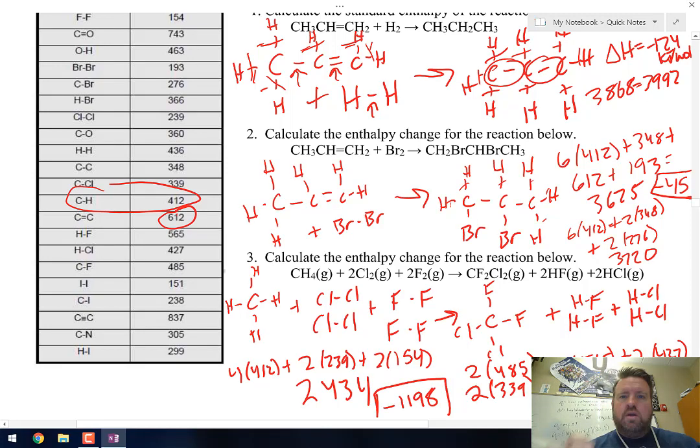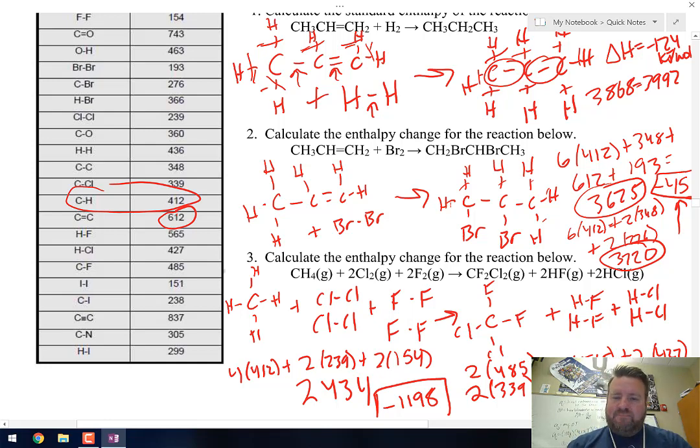Okay, so this is what I got for number 2 and number 3. On number 2, my final answer, I could have made a mistake here, I got negative 45 kilojoules per mole for the enthalpy change for that reaction. I got 3675 for my reactants. Again, if you got something different, look at how I drew it out. And then I got 3720 for my products. I took the reactants minus the products, and I got negative 45.